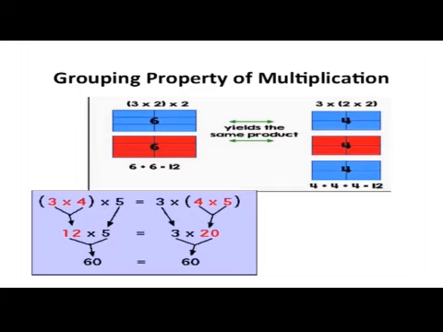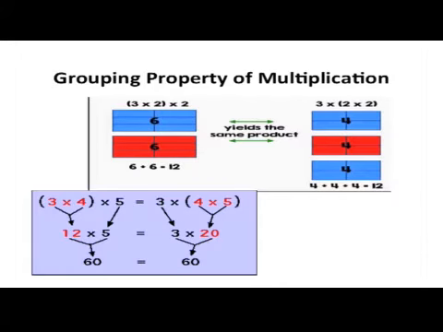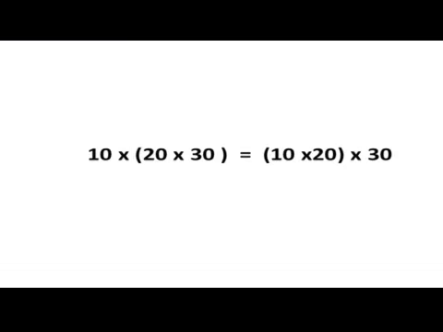The second property is the grouping property of multiplication. What is this? The product of three numbers does not change when the grouping of the numbers is changed. This property is called the grouping property. We will see with an example. When you multiply 10 into 20 into 30, we will get the same answer as when we multiply 10 into 20 and multiply the answer with 30. So, this property is called the grouping property of multiplication.